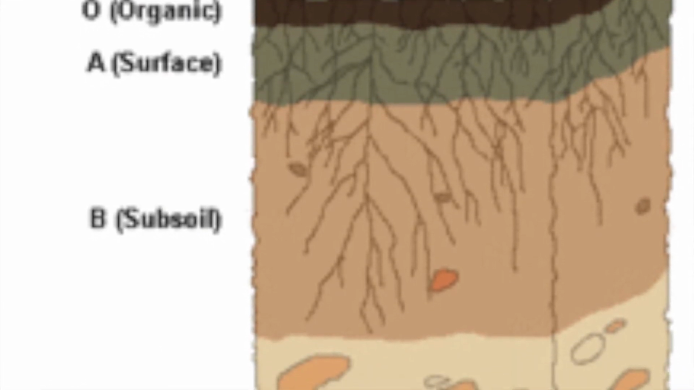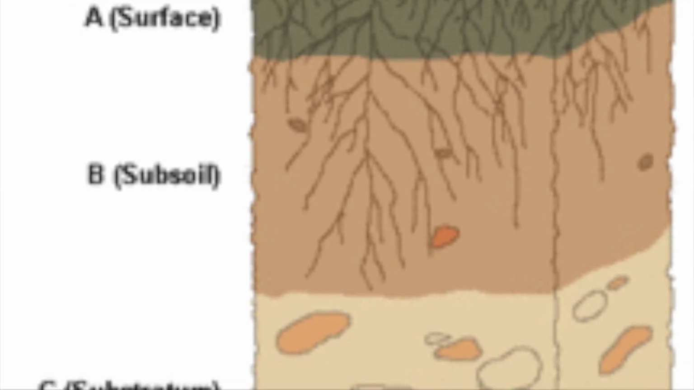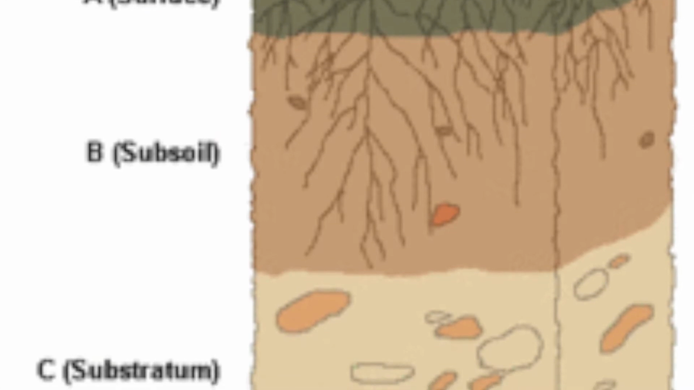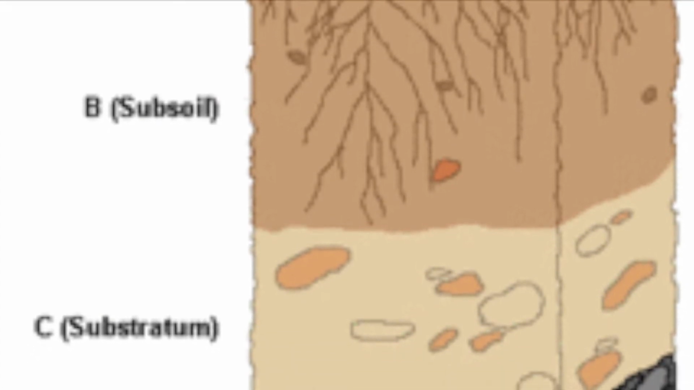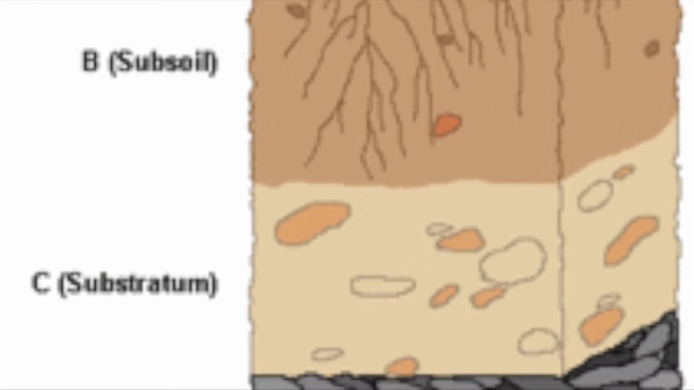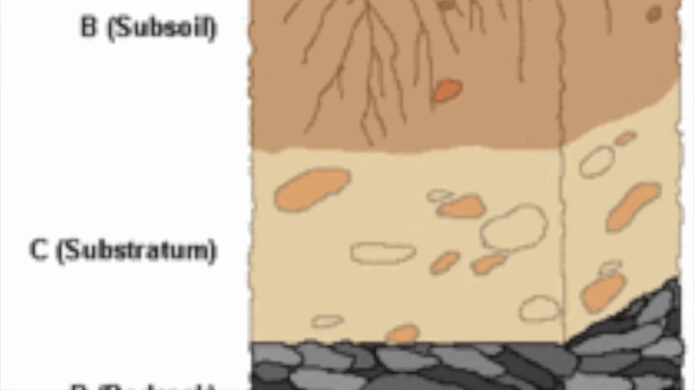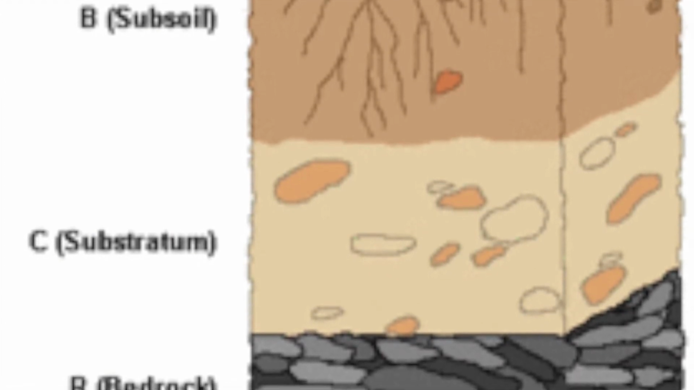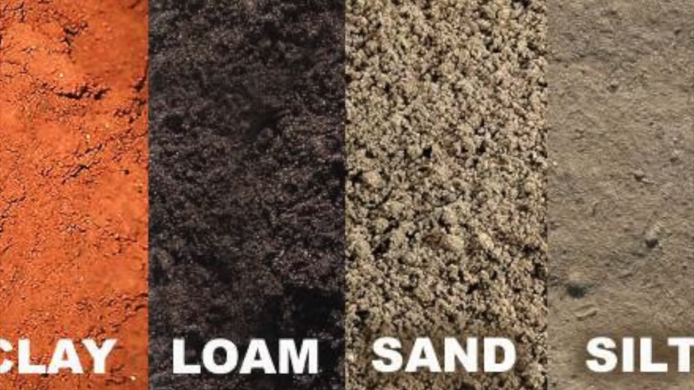Second, we have horizon A, or topsoil. This layer is the beginning of inorganic materials, soil, but still have humus and soil organism. Third, we have horizon B, or subsoil. This layer have low organic materials but have light color and dense. Fourth, we have horizon C. This layer contains weathering materials and most root won't penetrate this layer.